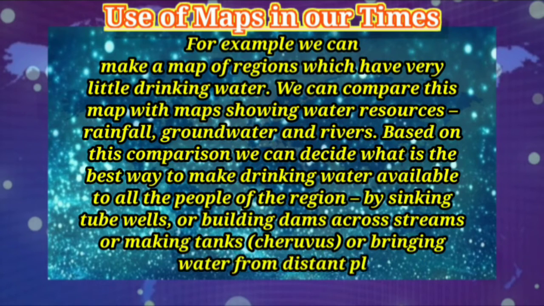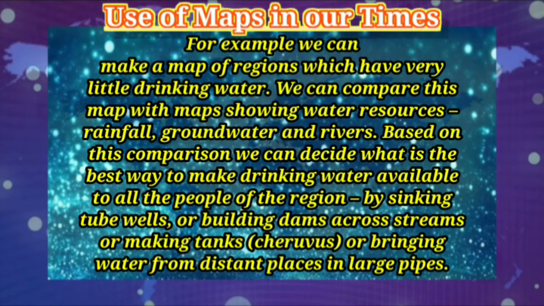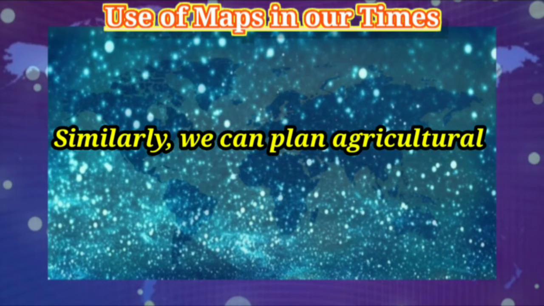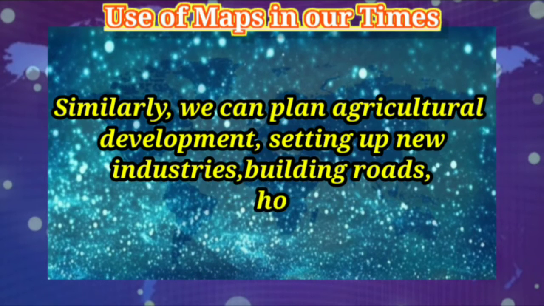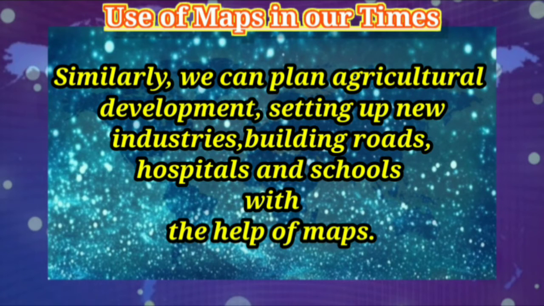Based on this comparison, we can decide what is the best way to make drinking water available to all the people of the region: by sinking tube wells, or building dams across streams, or making tanks, or bringing water from distant places in large pipes. Similarly, we can plan agricultural development, setting up new industries, building roads, hospitals, and schools with the help of maps.